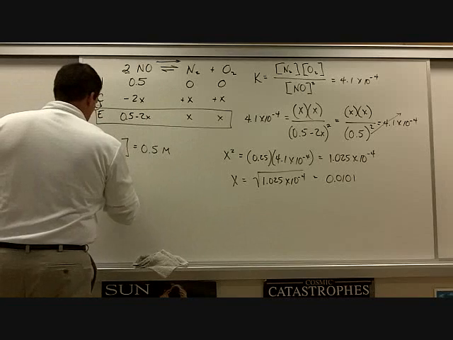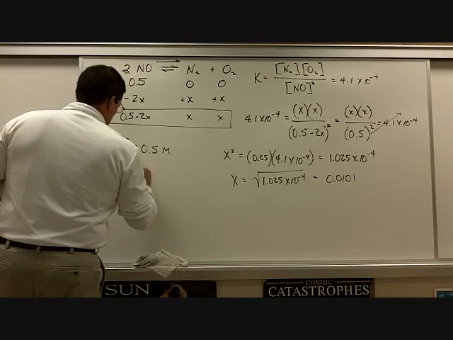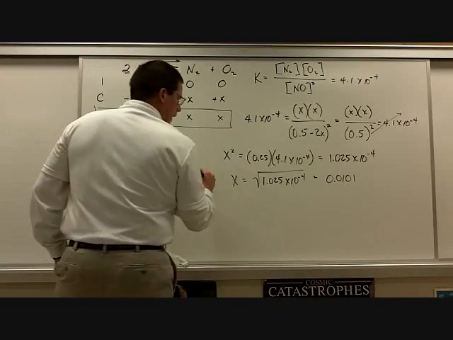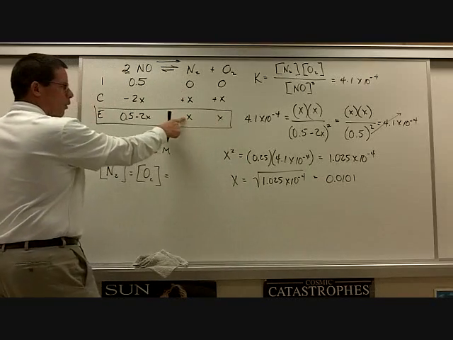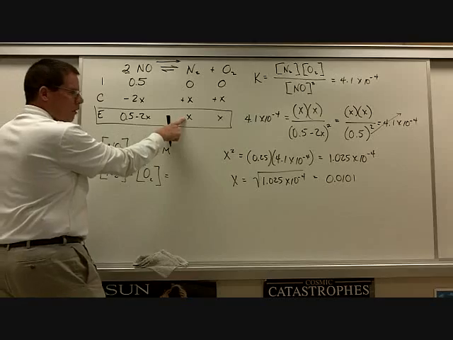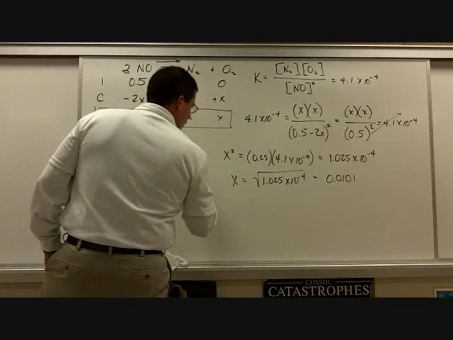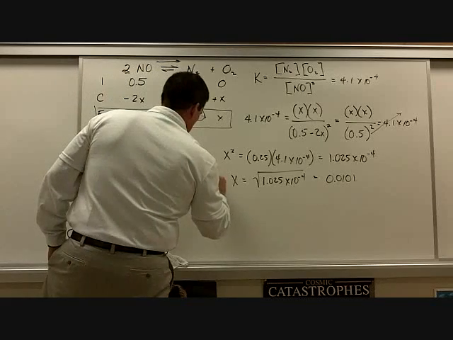And then for nitrogen, actually, and oxygen, is equal to what x is. So whatever x is. If it were 2x, what would we do? Multiply by 2. But it's just x. So 0.0101 molarity.